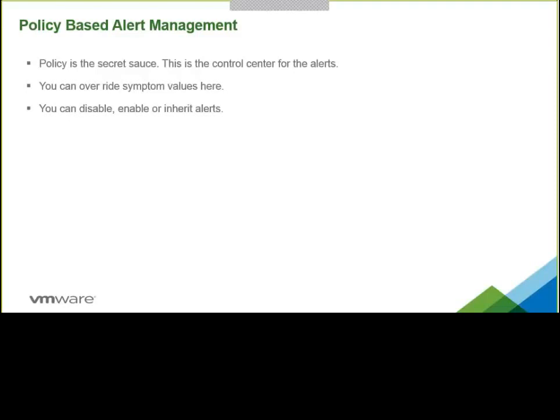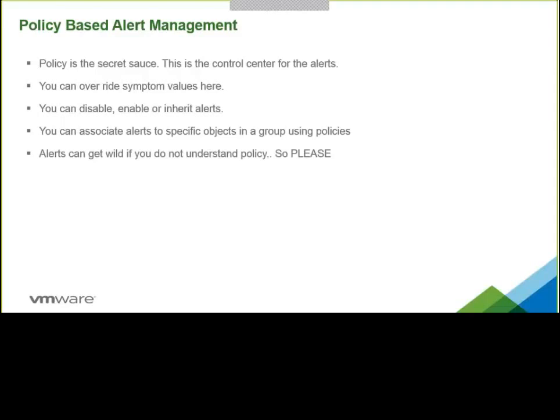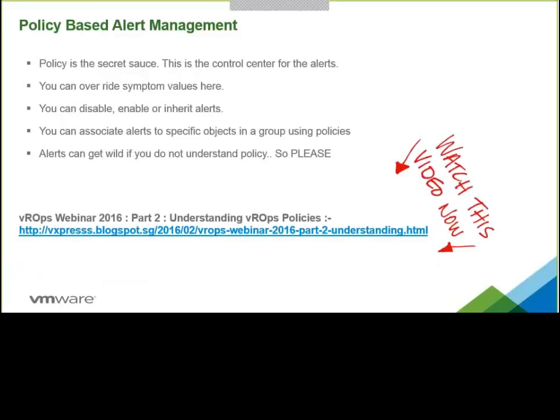So that it makes sense at the end of the day and these alerts become actionable. You can associate alerts to specific objects in a group using policies, something which we spoke about before. If you want an alert not for the entire population but for a specific population or specific objects, you can simply add those objects in a group and have a new policy altogether in which you enable only these specific alerts, and attach that policy to the group. So yep, you should know how to use policy. Alerts can get wild if you do not understand policy. So please watch this video whenever you have an opportunity, and learn and understand how to control alerts before you start turning on everything.